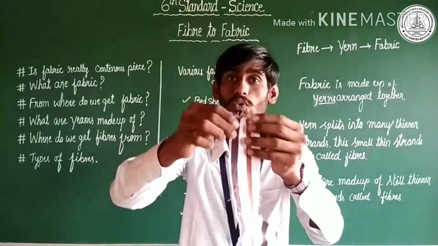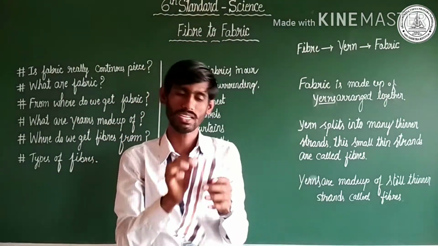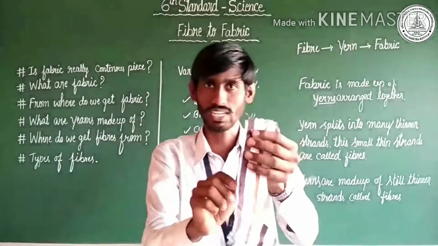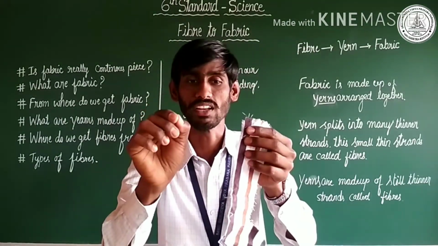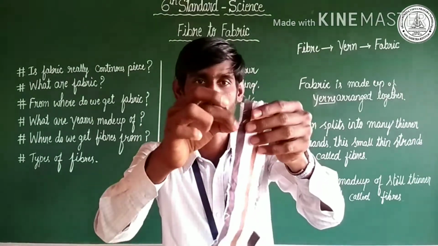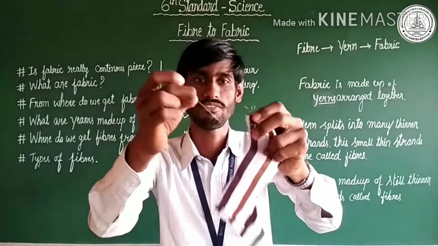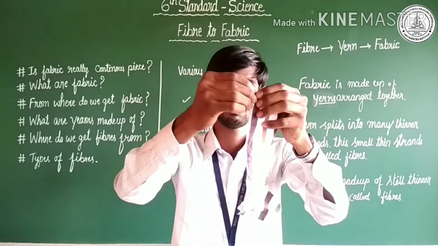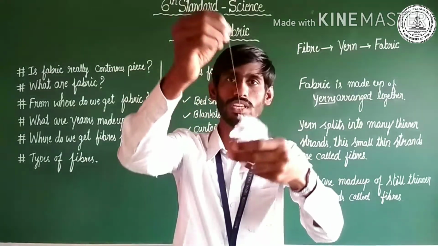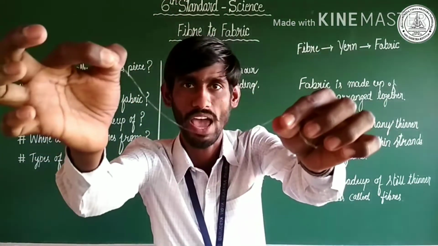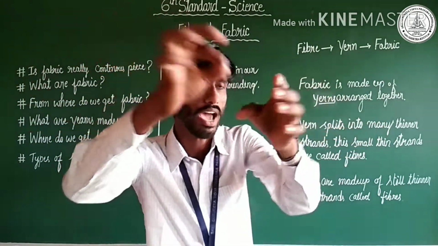So fabric is made of these loose threads. These loose threads we call yarn. Y-A-R-N, yarn. Observe here, a number of loose threads make up the fabric. These loose threads are called yarn. This is an example of yarn. Okay, Chotu? This is yarn.